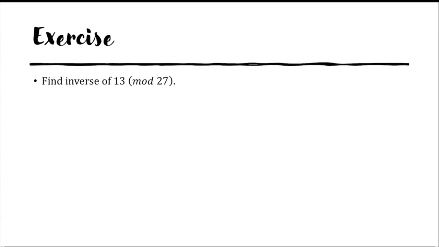Let's look at this one. Let's find the inverse of 13 mod 27. First of all, does the inverse exist? How do we check that the inverse exists? The first thing we should do when looking for the inverse is to check whether the inverse exists by GCD.